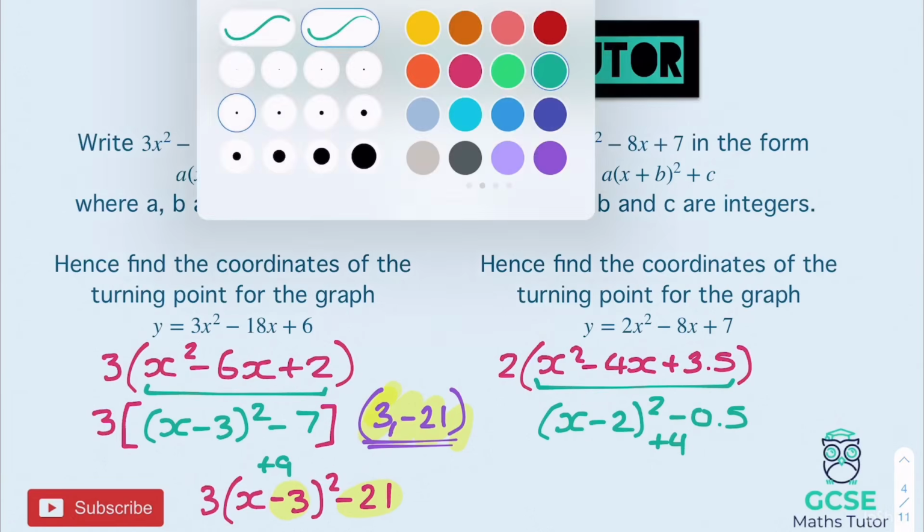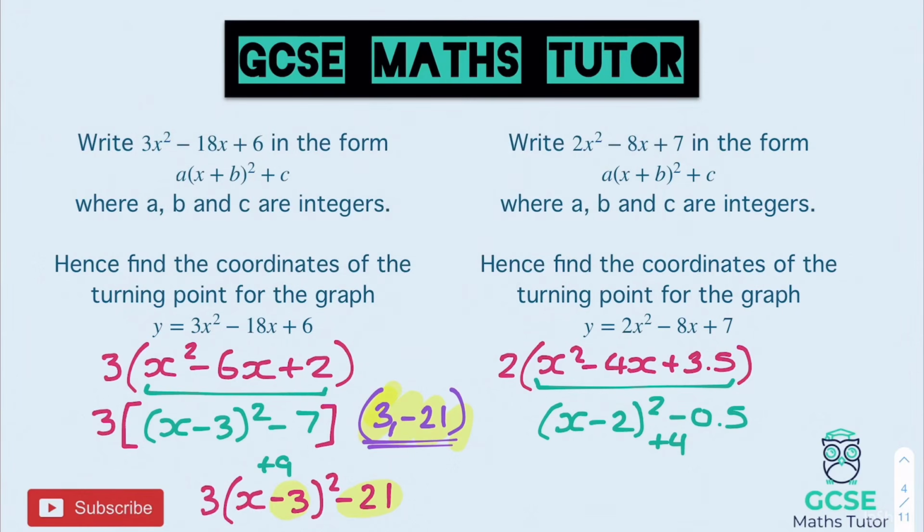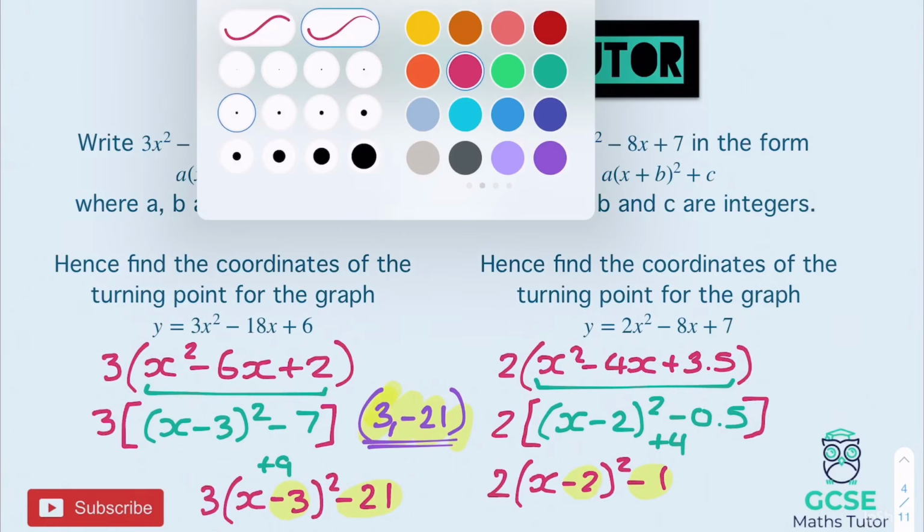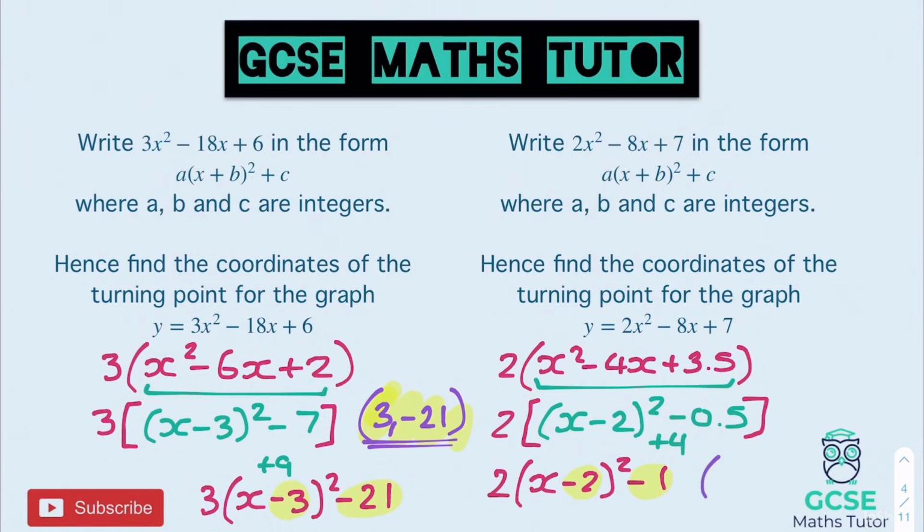There we go. And then again, just reintroduce that 2, and we'll multiply that out. So when we times that out, we get 2 lots of the x minus 2 squared, and then a half times by 2 is going to be minus 1. Right, there we go. So again, reading the coordinates there, we've got negative 2 in the bracket and negative 1 at the end. So the negative 2 flips to become positive 2, and at the end we have minus 1. So there are the coordinates of our turning points.